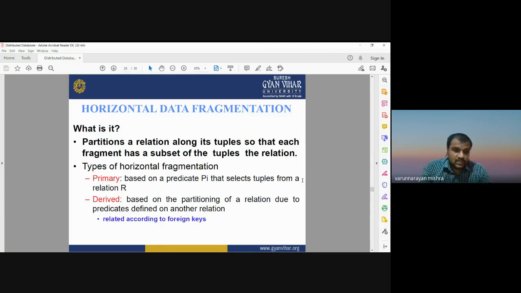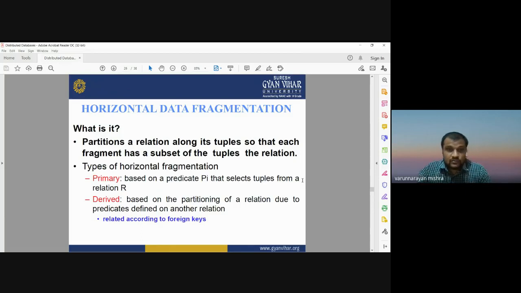The types of horizontal fragmentation are related to the foreign keys present in the table. So for horizontal fragmentation, we first need to check what the foreign key is and how many types of foreign keys there are in the relational database table.